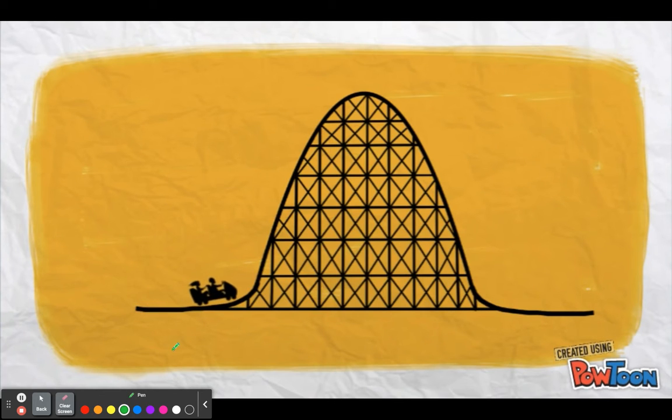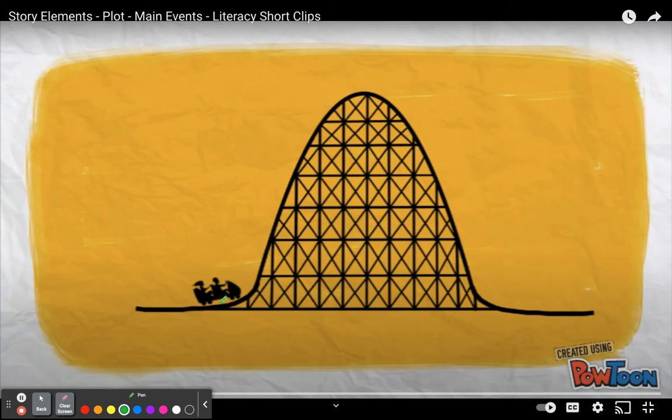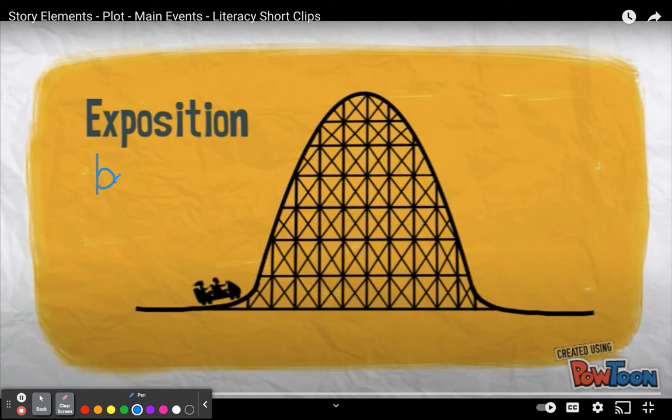The first part of the plot is called the exposition. Okay, so you can go ahead and draw something like this. You start right here at the bottom, and then you go up, and then you come down like this. Please write the word exposition down. The exposition, boys and girls, is the beginning of the story. So everything we talked about yesterday about how to write a beginning, you have it in your exposition.